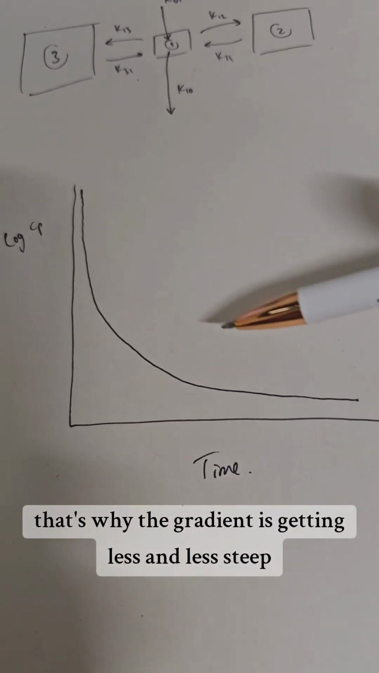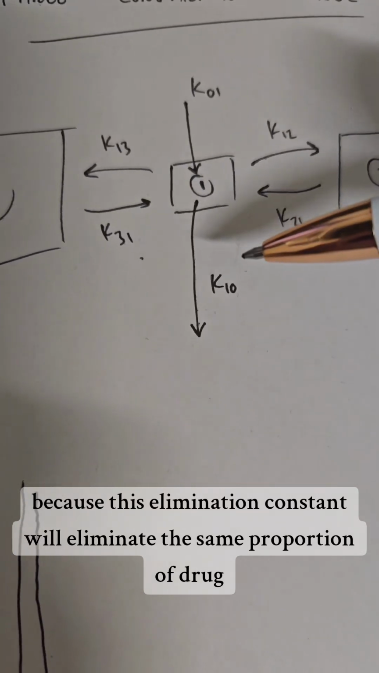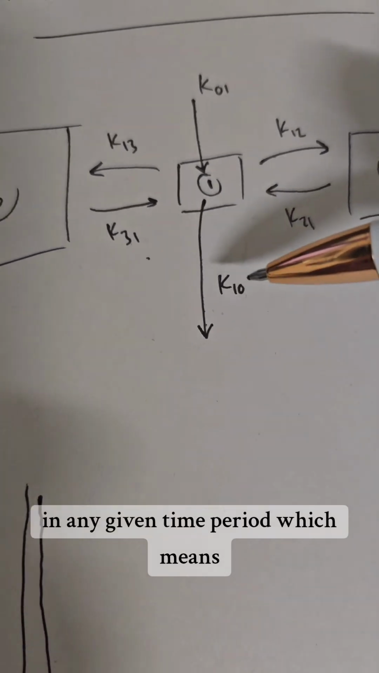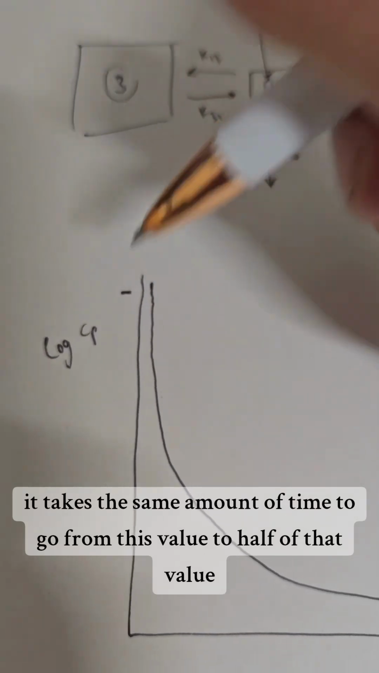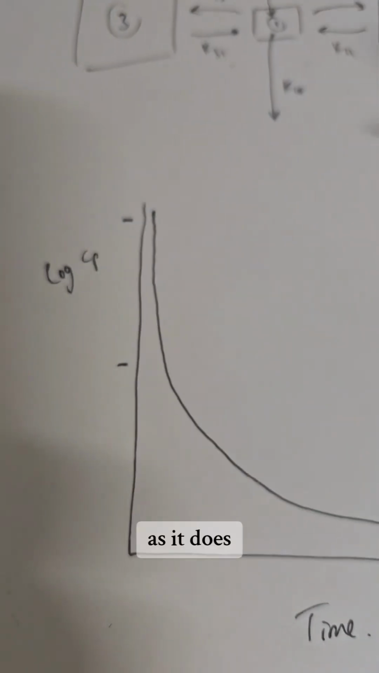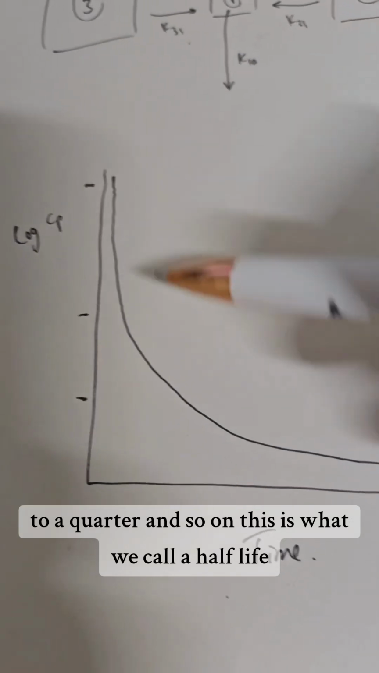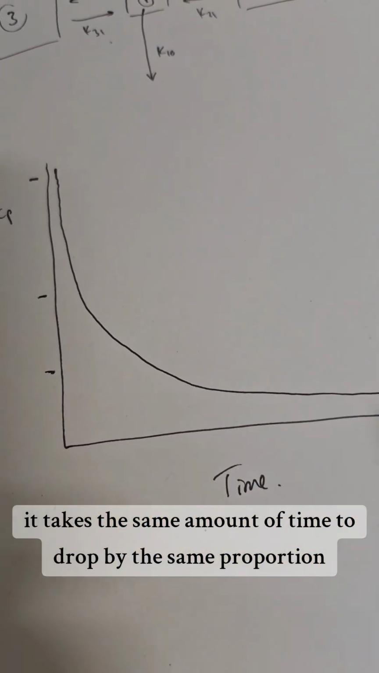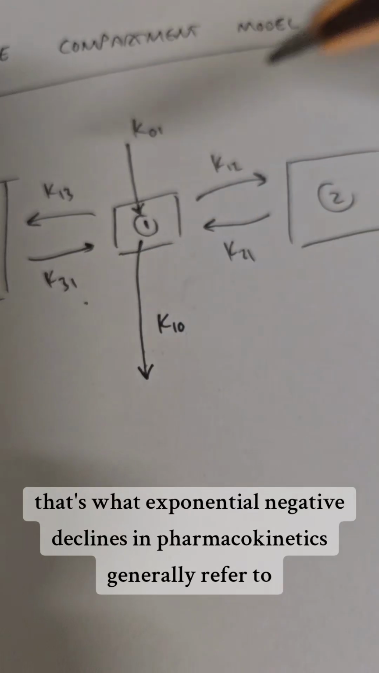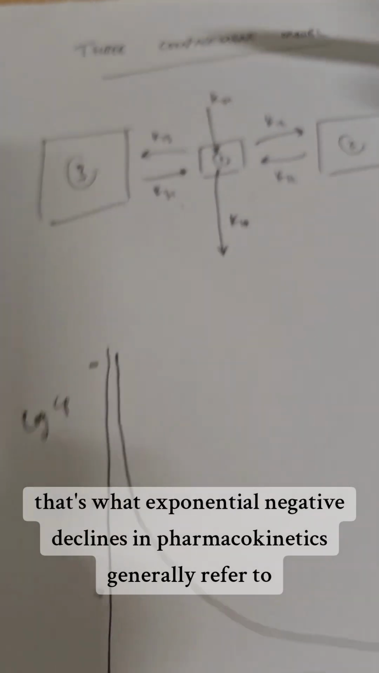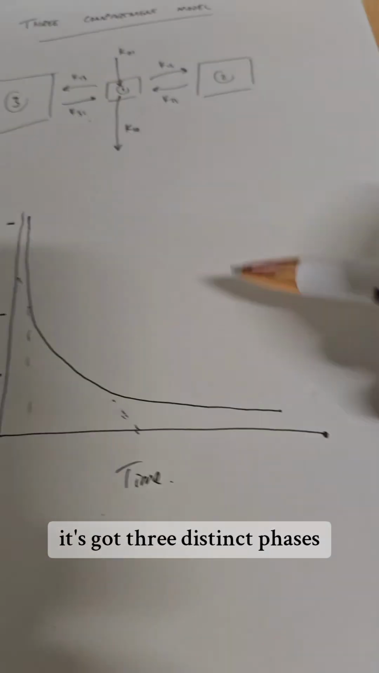That's why the gradient is getting less and less steep, because this elimination constant will eliminate the same proportion of drug in any given time period, which means it takes the same amount of time to go from this value to half of that value as it does to a quarter and so on. This is what we call a half-life. It takes the same amount of time to drop by the same proportion. That's what exponential negative declines in pharmacokinetics generally refer to. But it's not just a single smooth graph, it's got three distinct phases.